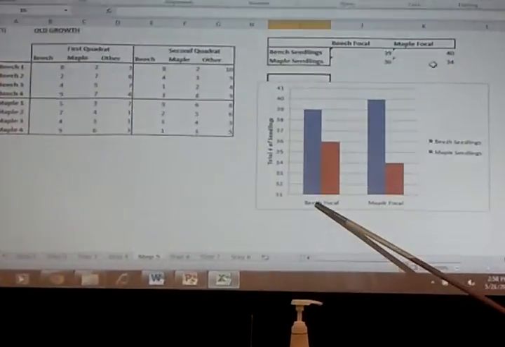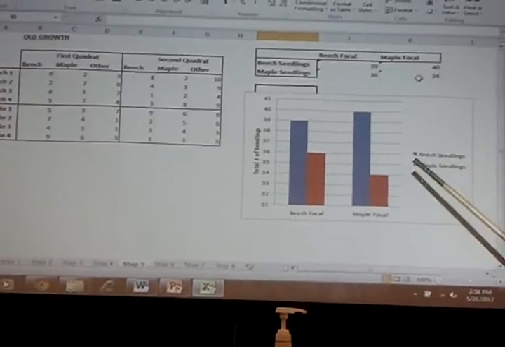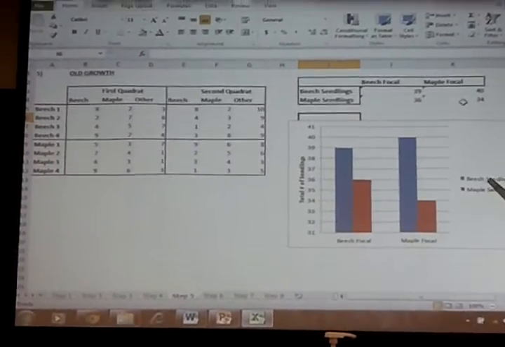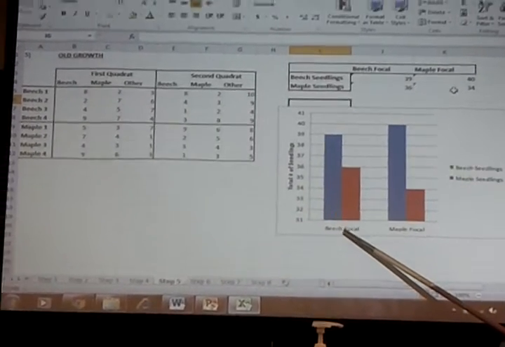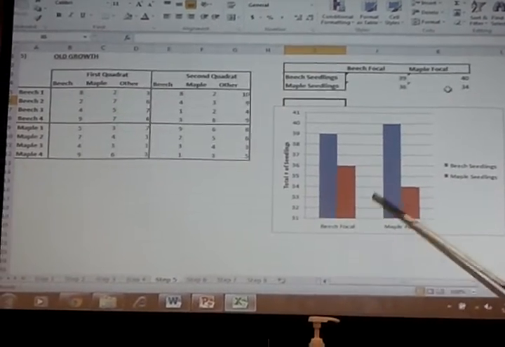So this is showing for each focal what seedlings are more likely. This is total number of seedlings. This is focal tree. Beech is blue. Maple is red. So for here, we can say what? So what does this part of our graph show us?